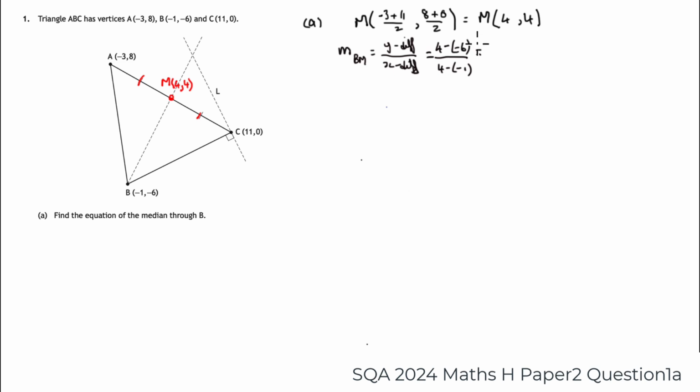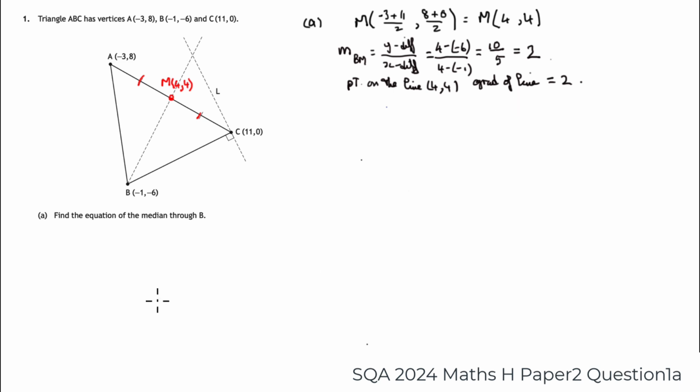So 4 take away -6, there's 4 plus 6, that's 10 over 4 plus 1, which is 5. So there's 2. And just check that's reasonable. 1 along, 2 up, 1 along, 2 up. That gradient looks reasonable for that. So we do have enough information now because we know a point on the line. Let's use 4, 4, and we know the gradient of the line, and that's this value 2 that we just worked out.